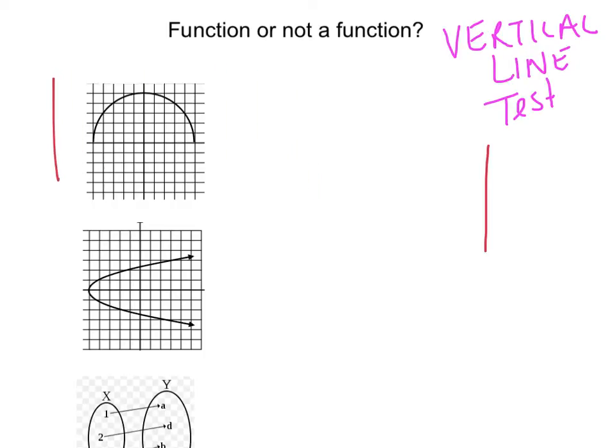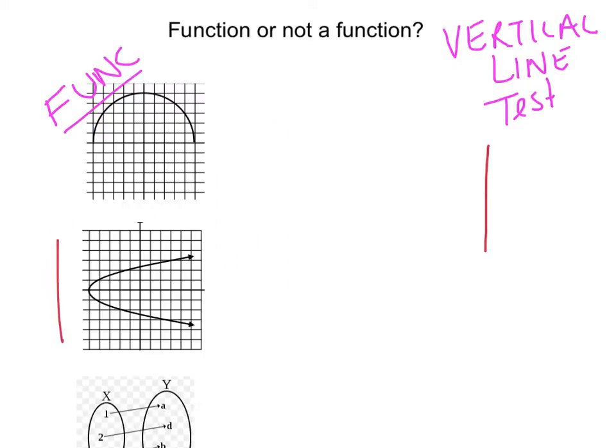And I'm going to take this vertical line and just swipe it across. So you can see right here, I'm hitting that function, kind of the upside down frowning face. I hit it once. And as I sweep it across, it hits once, it hits once, it hits once. It's only hitting this function once as I sweep it across. So I would say this is a function. Okay, it passes the vertical line test. Each input has one and only one output.